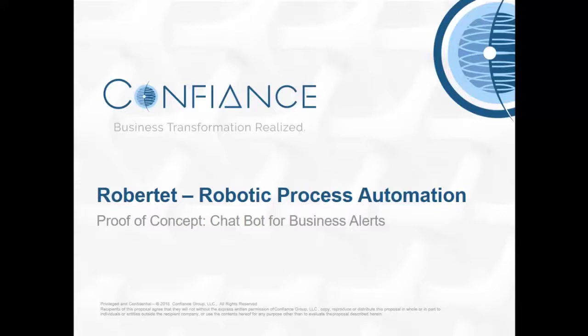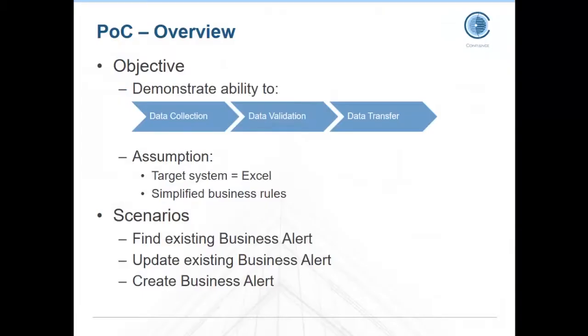The following proof of concept demonstrates how to use a chatbot to create and interact with business alerts. The objective of this demonstration will show our ability to collect data, validate data, and transfer data. This data is the business alert information.